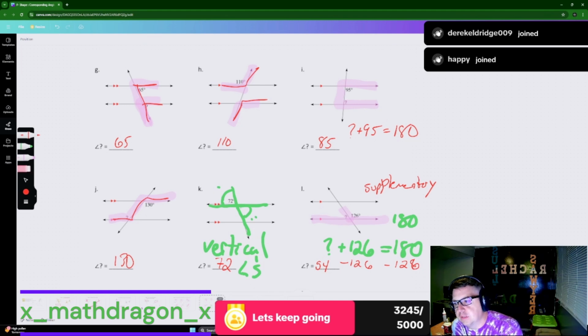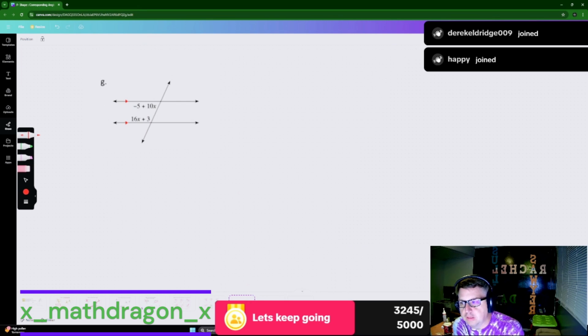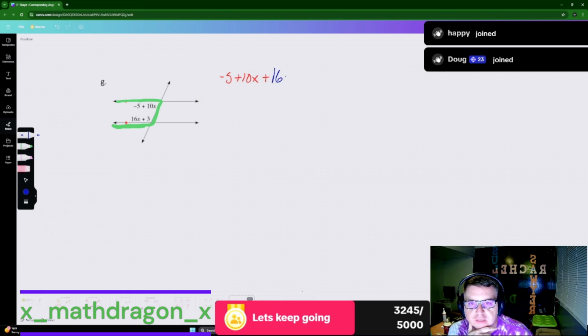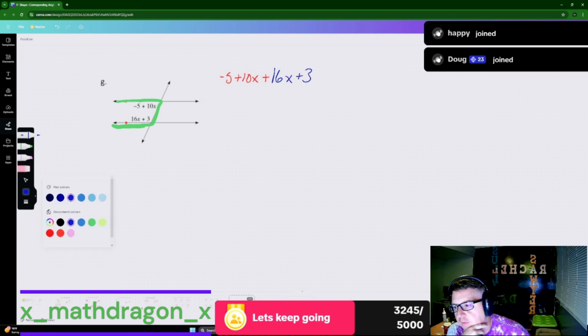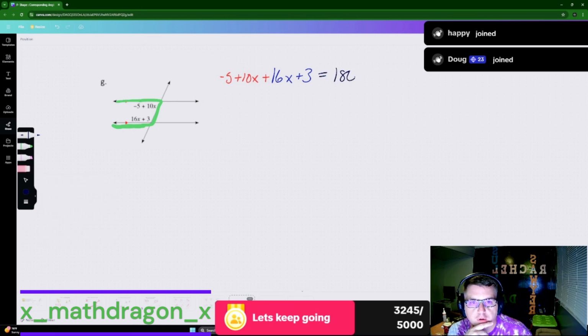Okay. Let's do 2 more practice problems, but let's go from the top. So what I have is a U shape. In this U shape, what that's telling me is -5 plus 10x plus 16x plus 3 equals 180, because I have the U shape, which is same side interior angles.